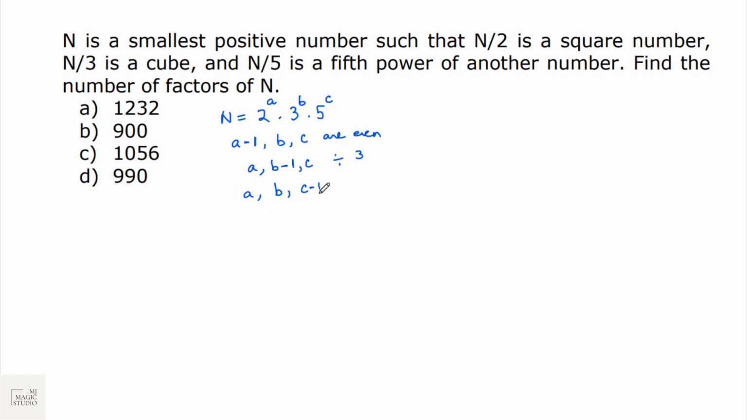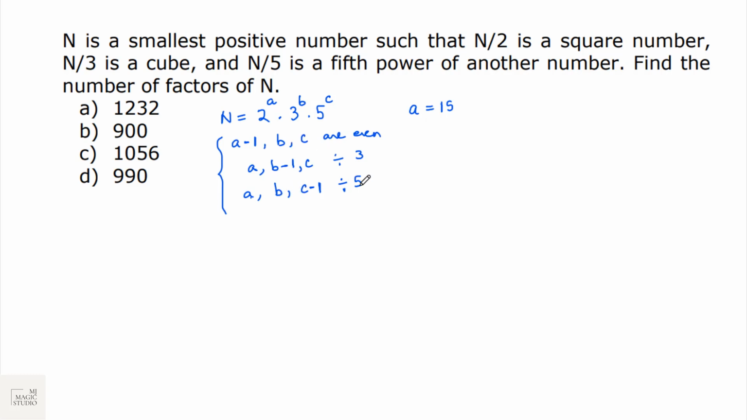N by 5, that means a, b, c minus 1, when we are dividing n by 5, the power of 5 will become c minus 1, is the fifth power of any other number. That means these three numbers a, b and c minus 1 are multiples of 5. Now let's check. Leave this a minus 1. This a is divisible by 3 and this a is also divisible by 5. So if I say a is divisible by 15 and the smallest multiple of 15 is 15, now let me check. A minus 1 is 14, done.